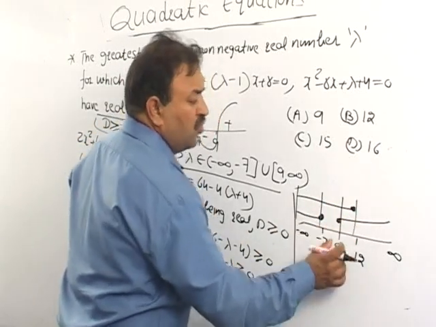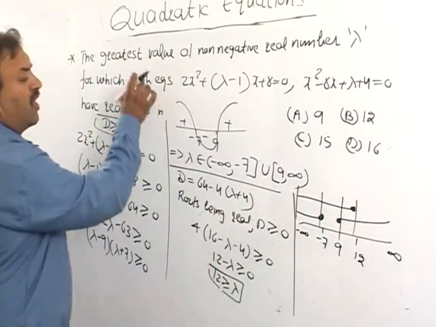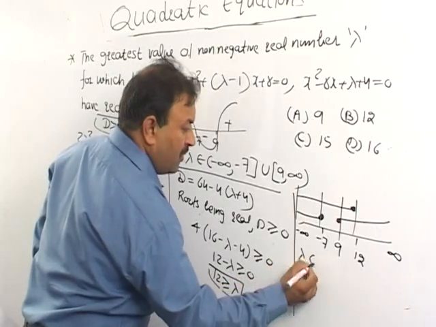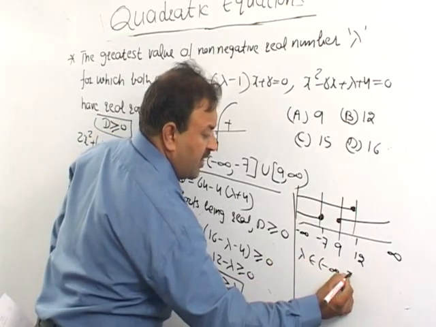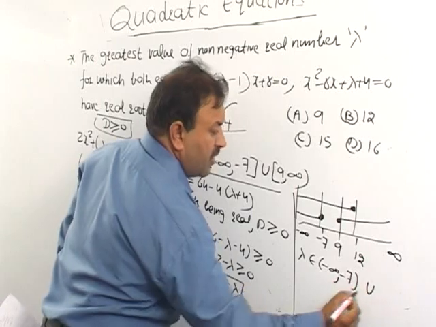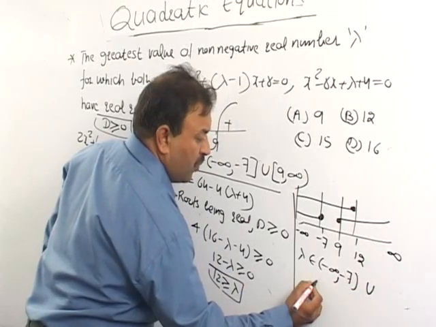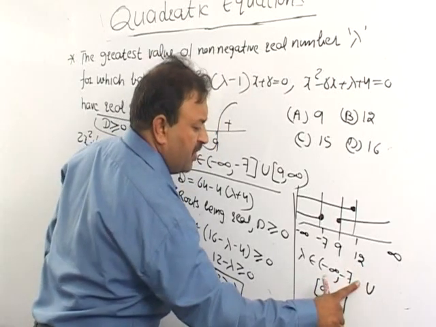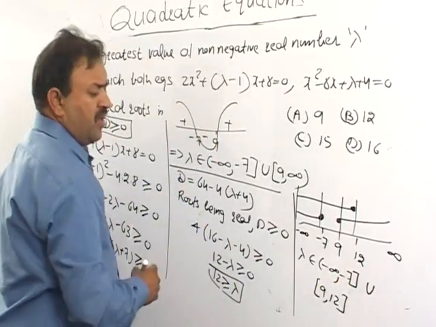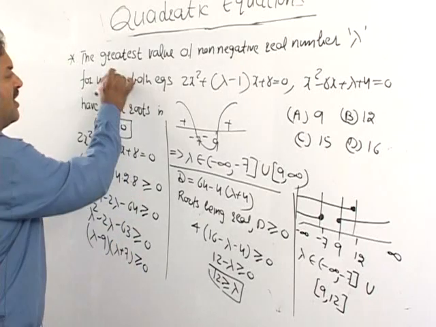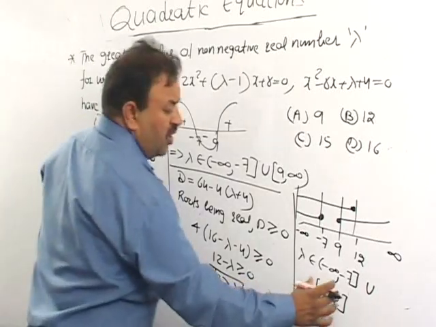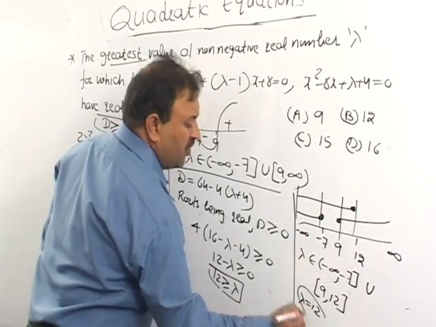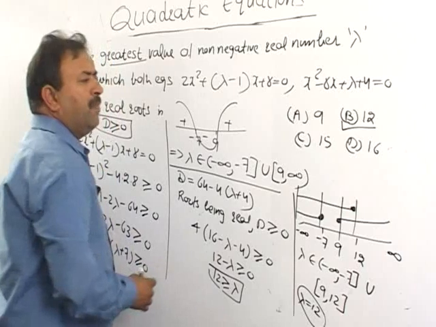But see the solution that we wanted. We want the greatest value. We have the result, lambda belongs to minus infinity to minus 7 union 9 to 12. This is the solution set we got. 7 will be in a close bracket over here. Now we have to find the greatest value. The greatest value of lambda will be 12. So lambda with greatest value will be 12. The right option is B.